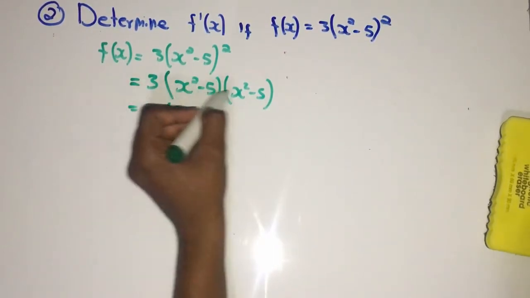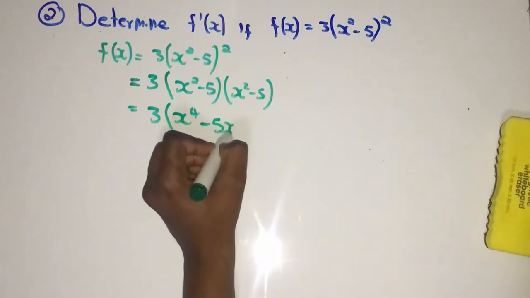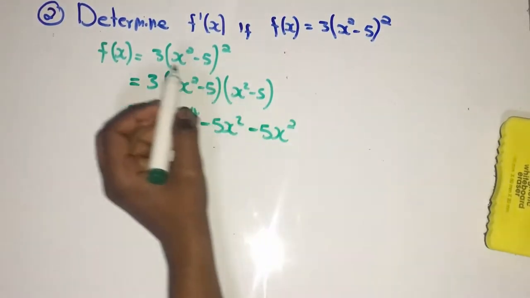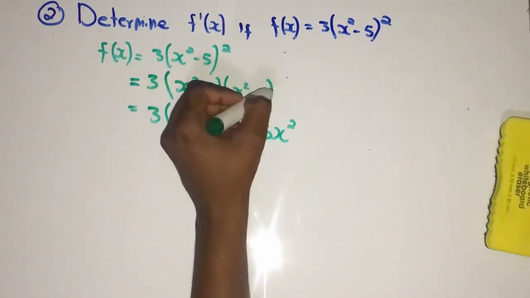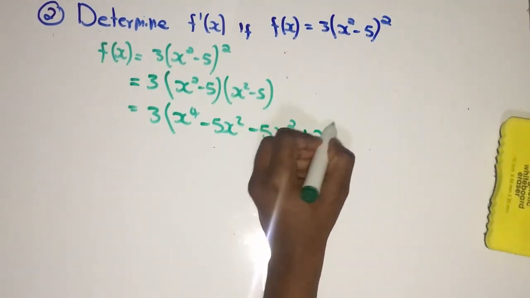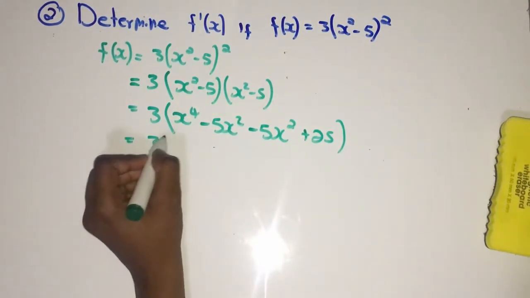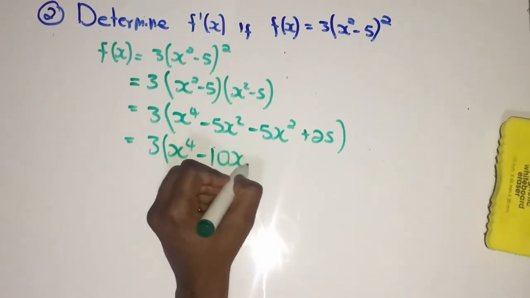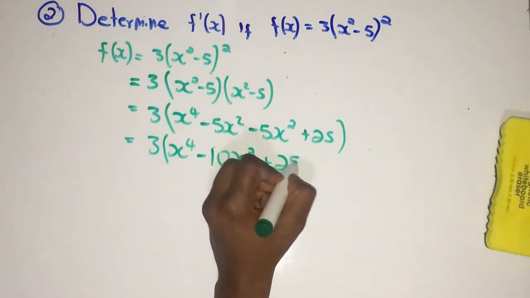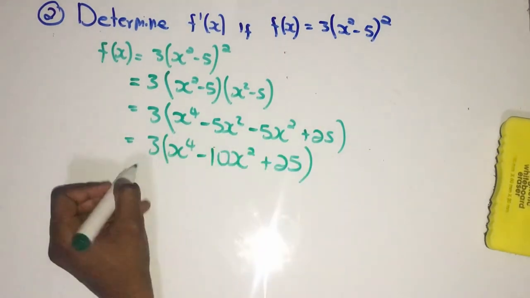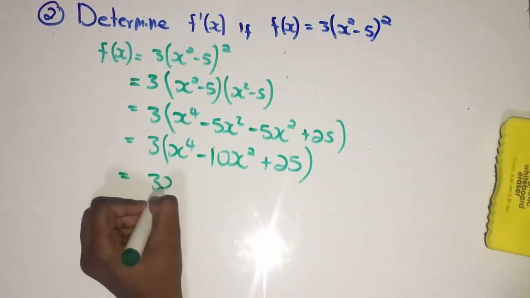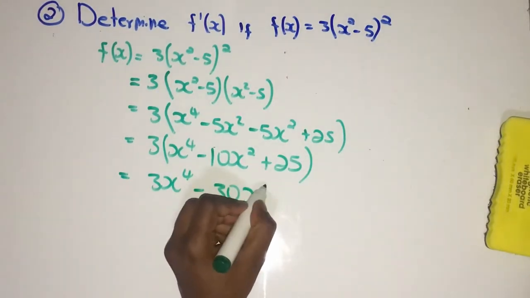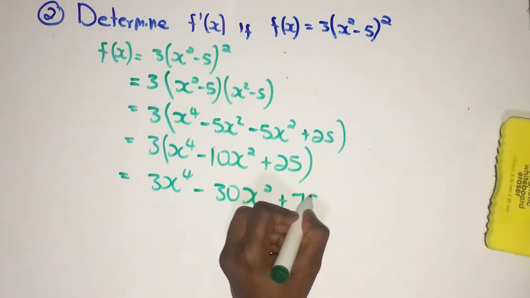Then I'll get x squared by minus 5, so minus 5x squared. I'll get minus 5 by x squared, so minus 5x squared. And then minus 5 by minus 5, that's plus 25. So this will be 3 into x to the 4 minus 10x squared plus 25. I multiply 3 throughout, so I get 3x to the 4 minus 30x squared plus 75.